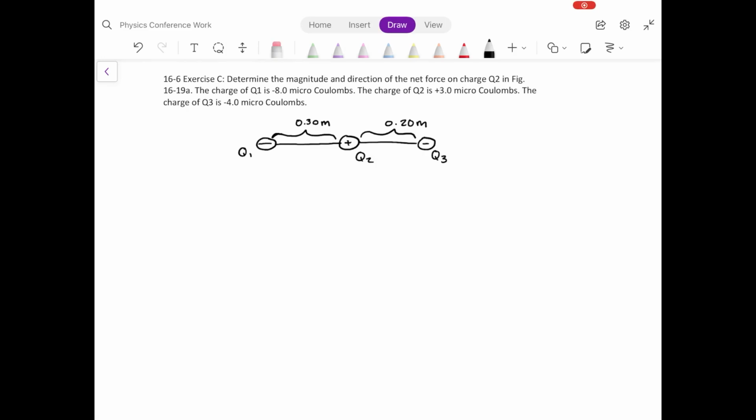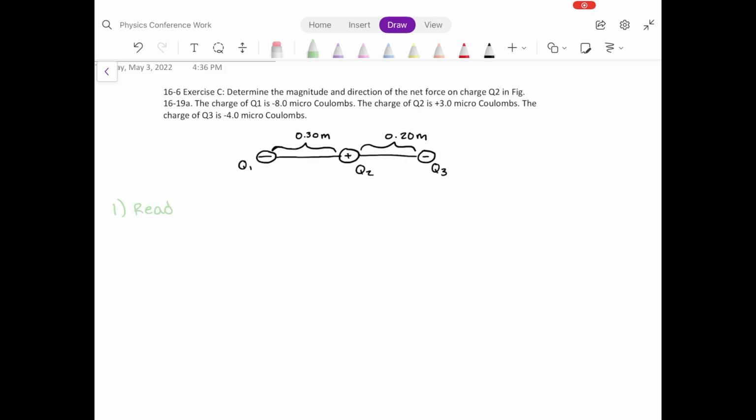Today we will be working from chapter 16 in the Giancoli textbook, and we will be answering exercise C from 16-6. So our first step to answering this question is to read the problem. And this problem is asking us to determine the magnitude and direction of the net force on charge Q2 in figure 16-19A.